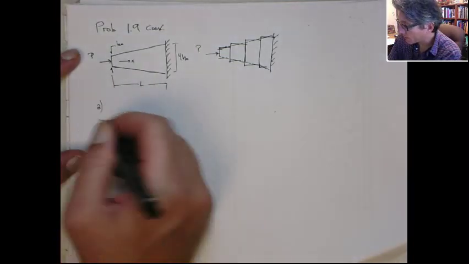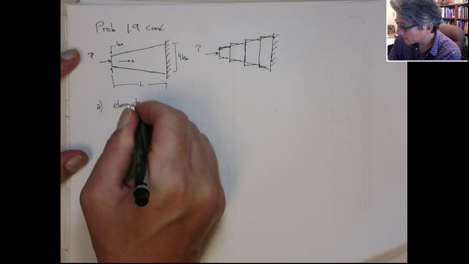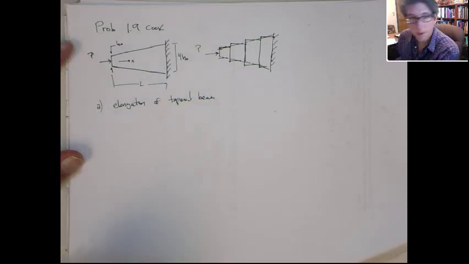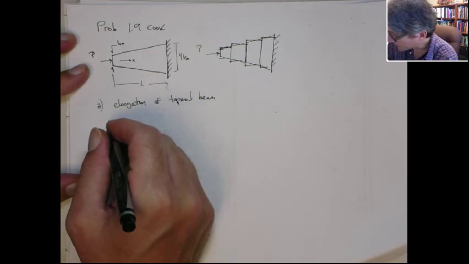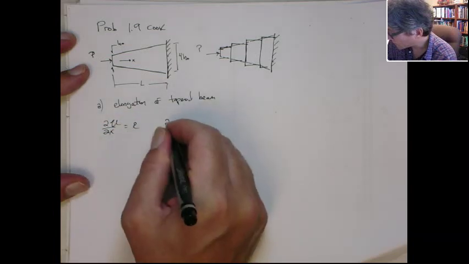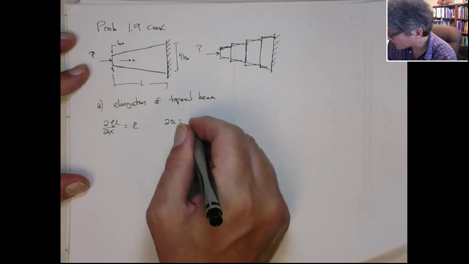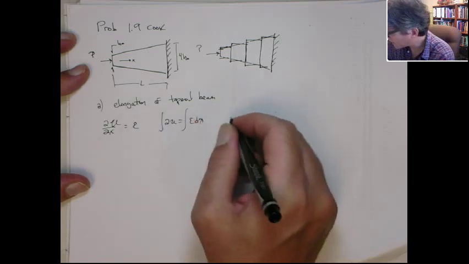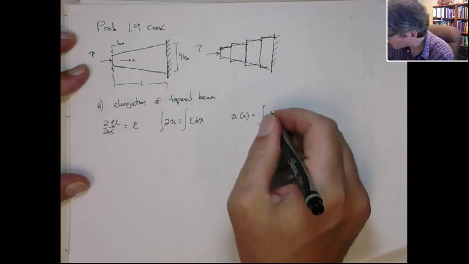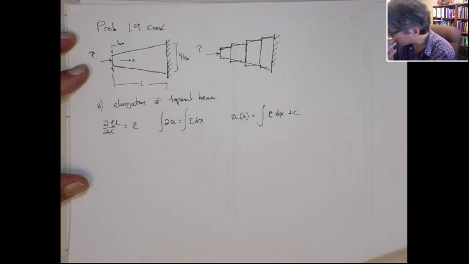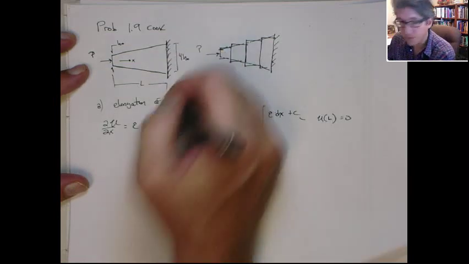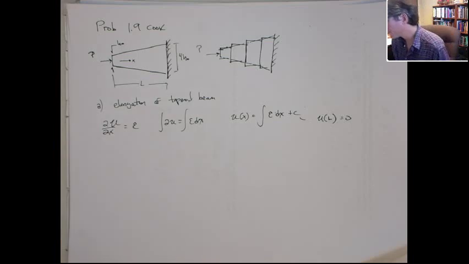The first part of the problem is they want you to find the elongation of the beam, the tapered beam. Okay? So the way you do that is you know the derivative of the displacement with respect to x is the strain field. So we can get epsilon dx, then you integrate both sides, and you get that the displacement as a function of x is equal to the integral of the strain dx plus a constant of integration, and the constant of integration is such that the displacement at x equal to L is equal to 0, right? Because that's the fixed point. This is x equals 0 and x equal to L.